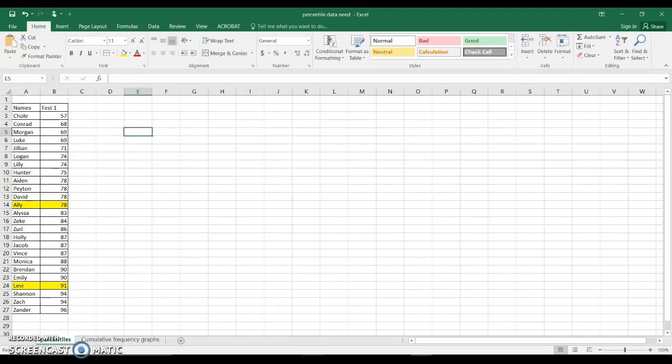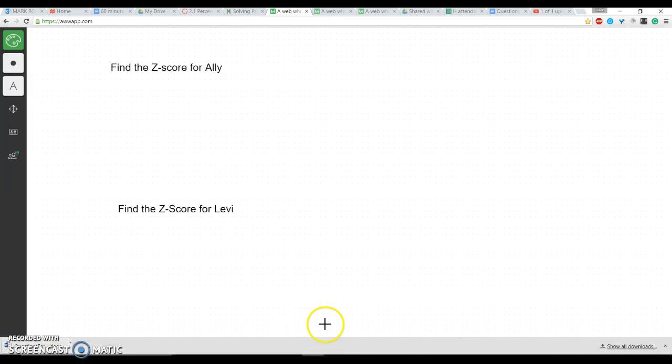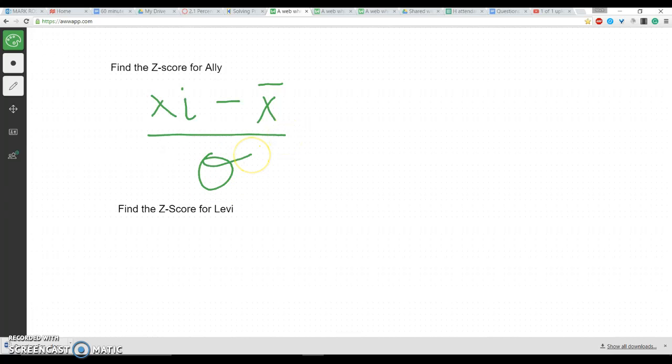Okay, so here's how you calculate z-scores. So let's go back to the screen real quick. A z-score is the x sub i, the element that you're talking about, minus the mean, over the standard deviation. So again, it's the x sub i minus the mean, all over the standard deviation.